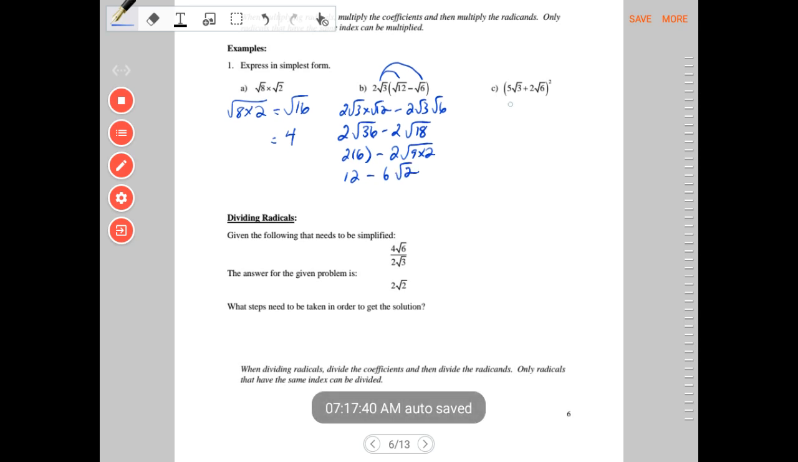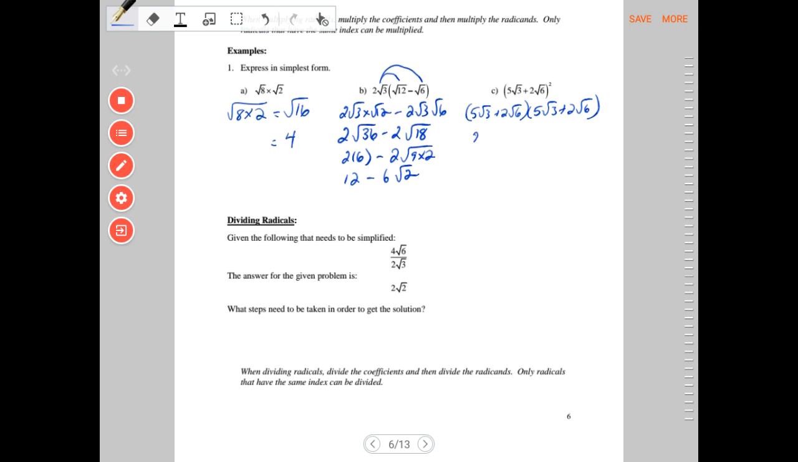Part C. When we square something, it means to multiply it by itself. So that's 5 root 3 plus 2 root 6 times 5 root 3 plus 2 root 6. Again, coefficients times coefficients, radicands times radicands. So, 5 times 5 is 25. Root 3 times root 3 is root 9. Okay, so those are my firsts. Now we're going to do outers.